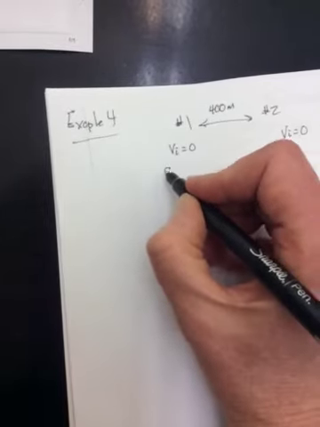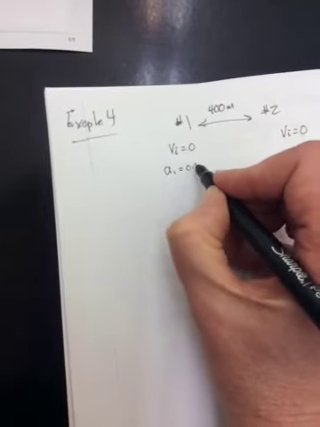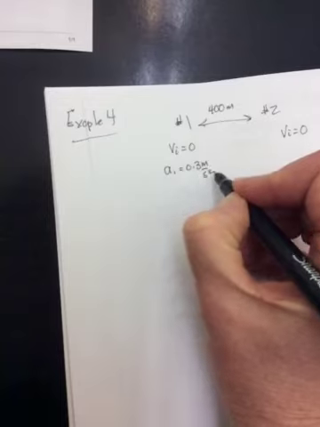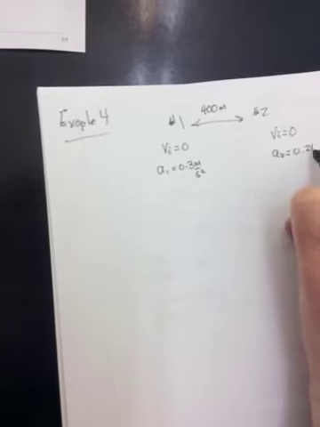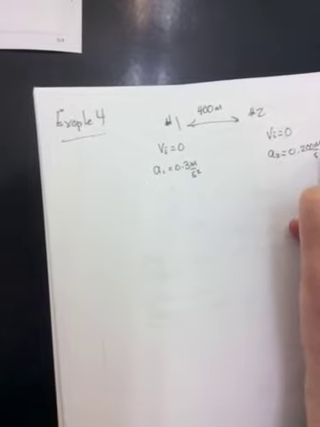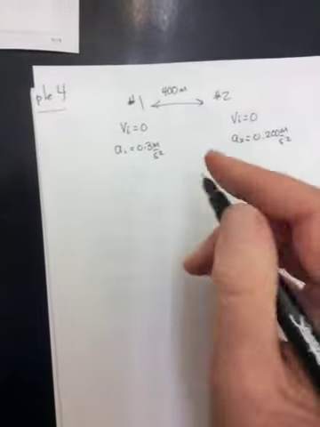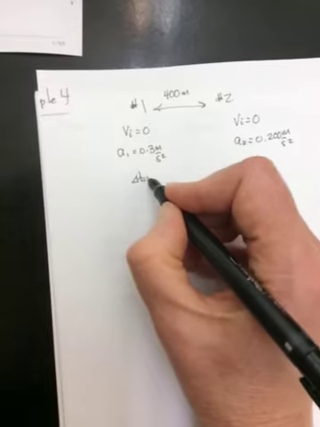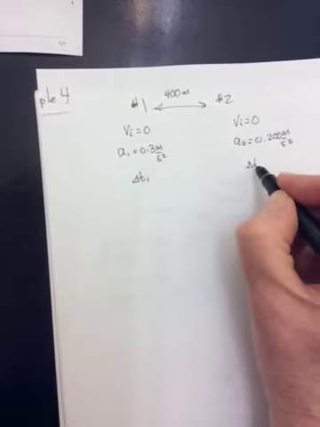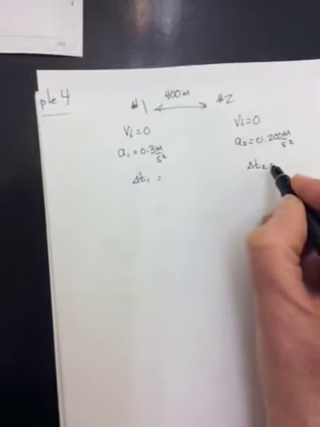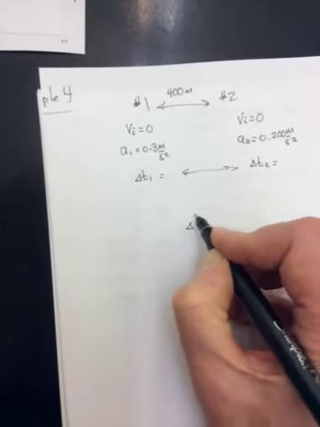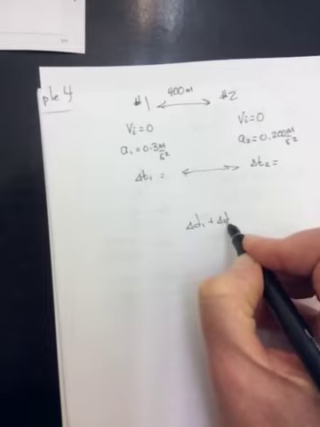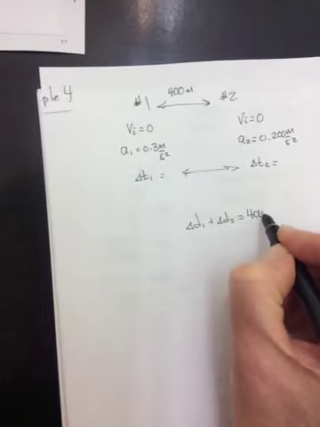The first one, a1, accelerates at 0.3 meters per second squared. The second one accelerates at 0.2 meters per second squared. How long before they meet? So we don't know t1 and we don't know t2, but we know they must be equal to each other because they start at the same time and they meet. And we know delta d1 plus delta d2 must be equal to 400 meters.